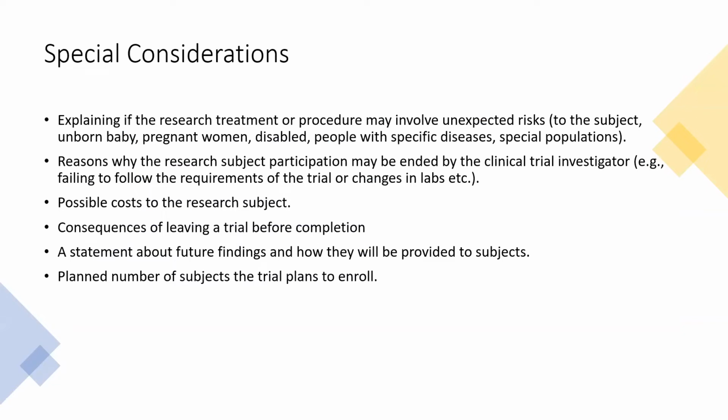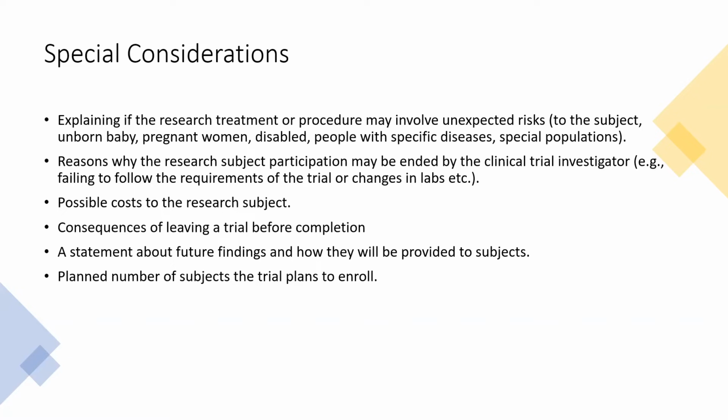Special considerations. Explaining if the research, treatment, or procedure may involve unexpected risks, things that they may not think of, right? To the subject, to an unborn child. So do they need to take a pregnancy test at the beginning? Pregnant women, disabled people, people with specific diseases. Sometimes with drugs and devices, we say, if you have this condition, this could be a risk that's added for you that's not added for other participants. So you have to make them aware of that. And then you as a sponsor and with the PI need to decide, do I want that member of the population involved in the study, or is it part of my exclusion criteria, right?